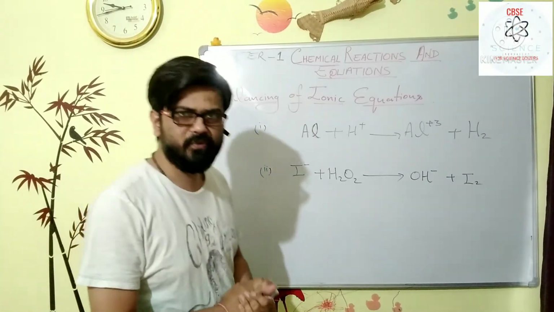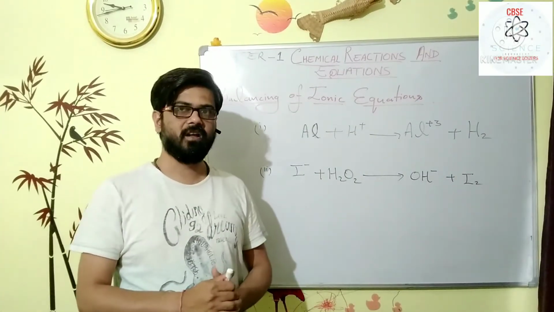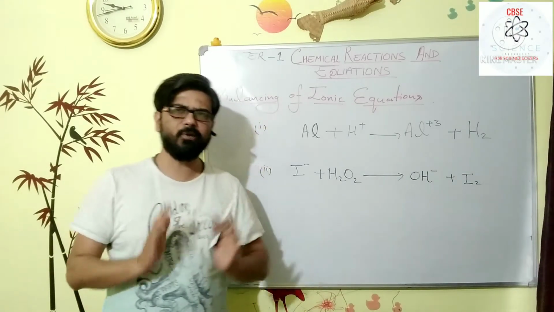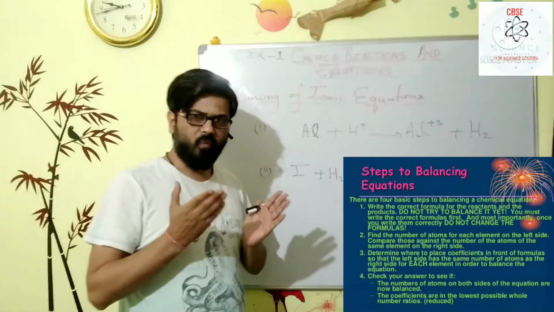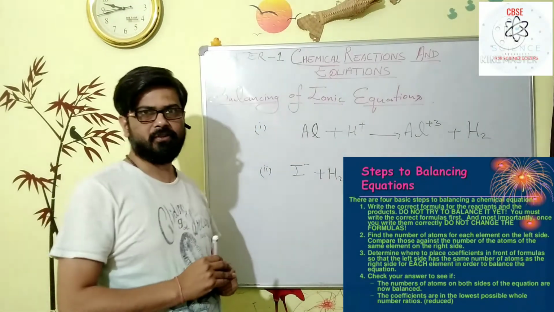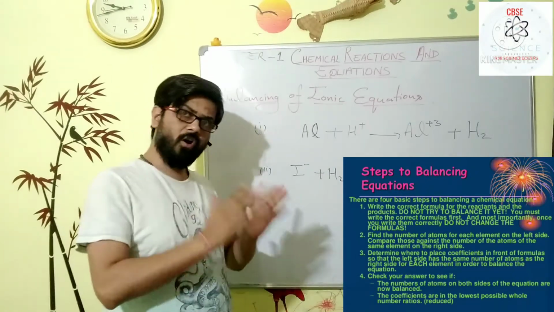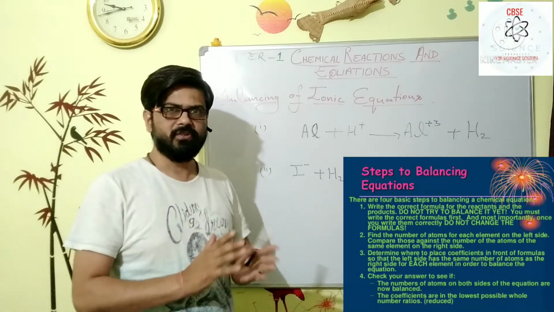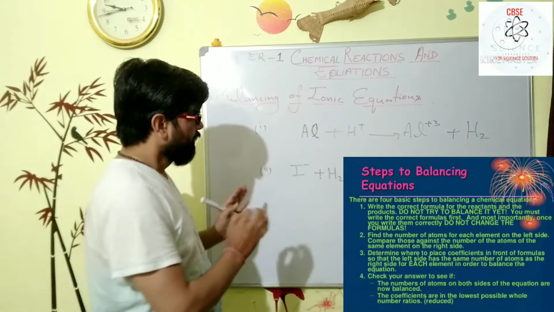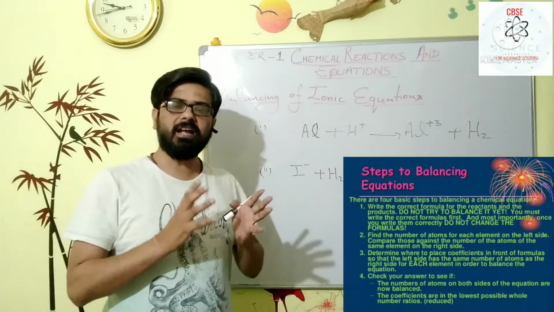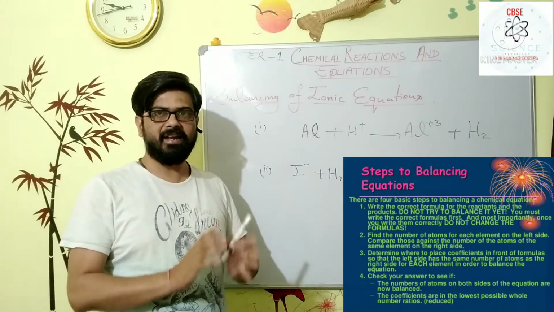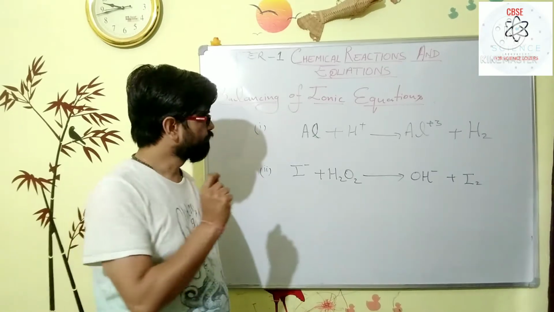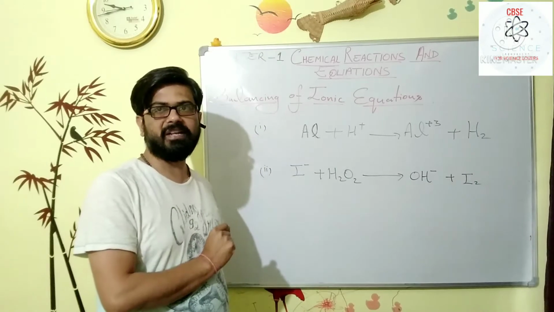In our previous video, we were discussing the balancing of chemical equations. I told you how a chemical equation is balanced and why it must be balanced. To follow the law of conservation of mass, chemical equations have to be balanced. In the earlier video, we saw how general chemical equations are balanced, and now I am going to tell you how ionic equations are balanced.